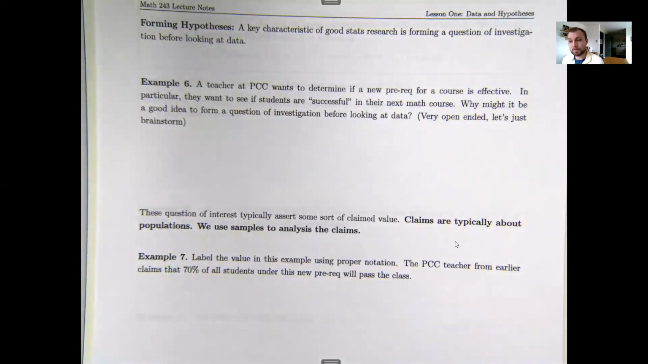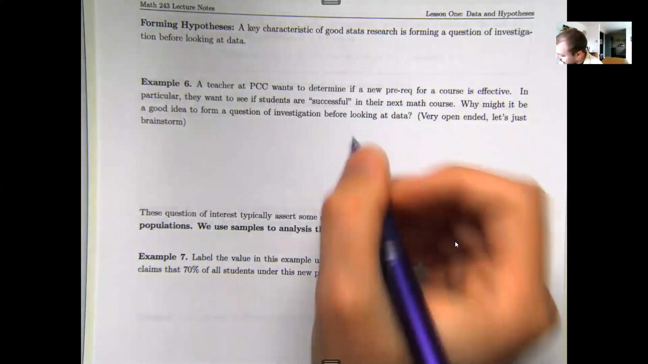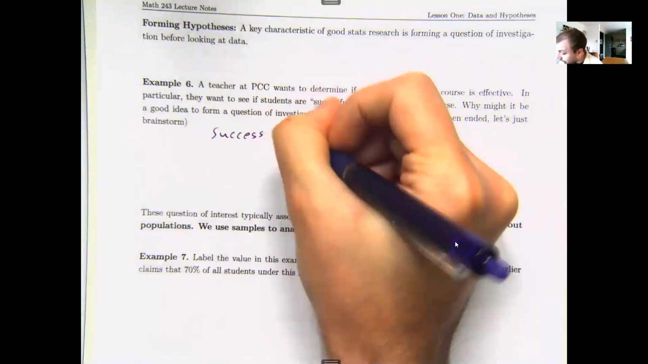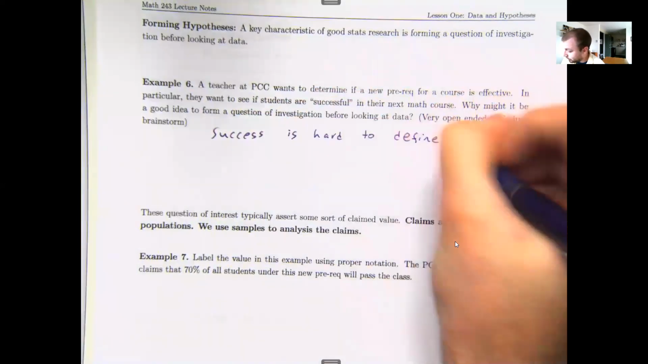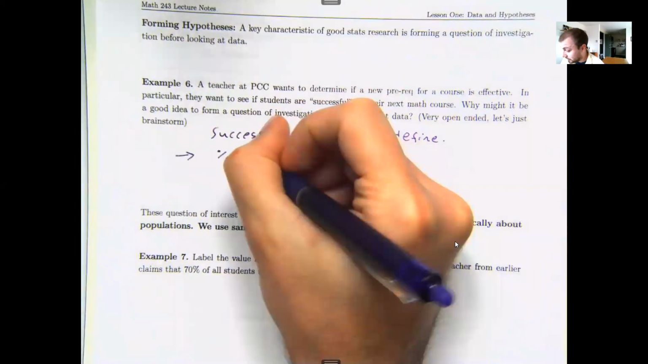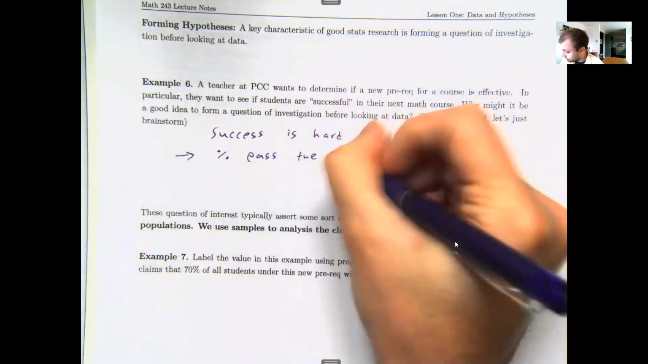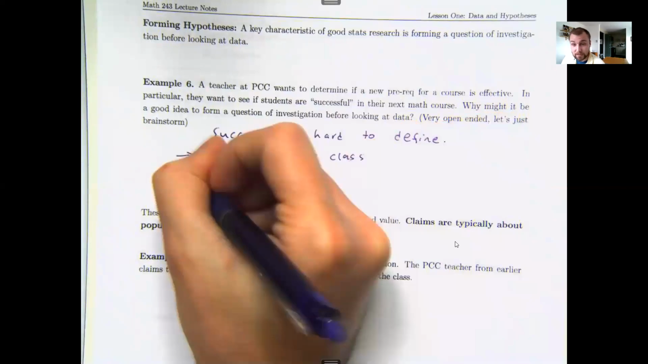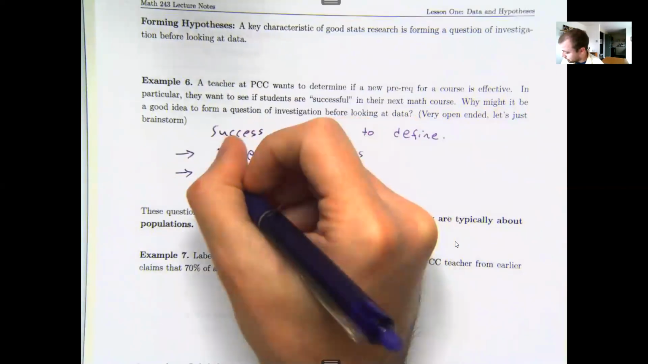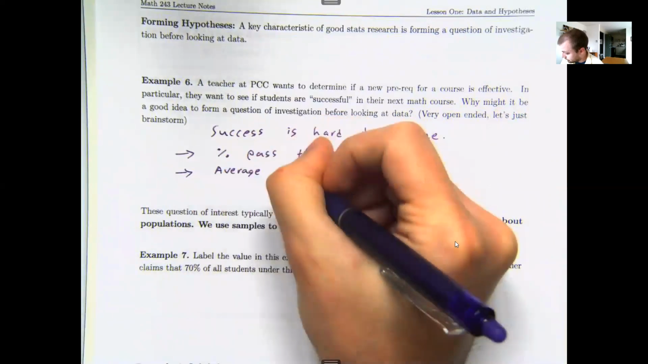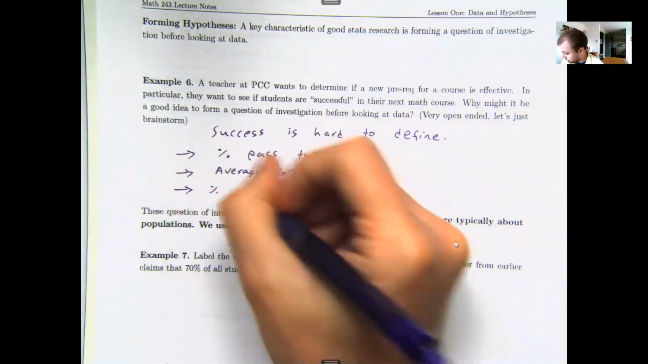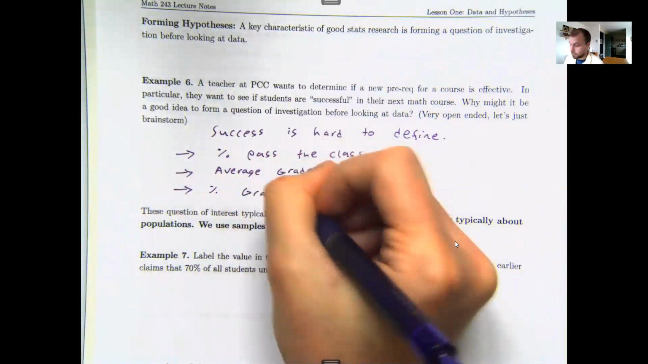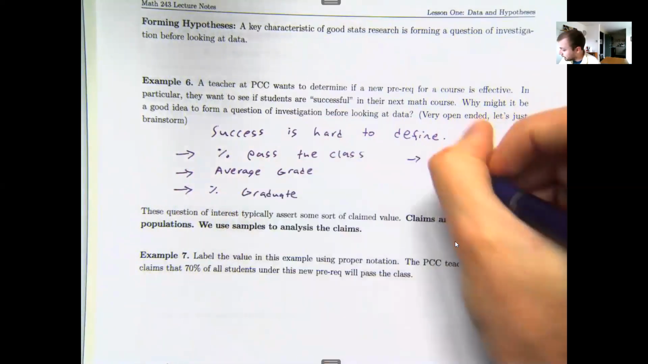Okay, I'm going to give you a couple of the reasons why I think this might be a good idea. Success is hard to define. So for example, maybe I'm looking at the percentage of students that pass the class. Maybe I'm looking at the average letter grade. Maybe I'm looking at the percent that graduate. Maybe I'm looking at the number of tries to get through it.